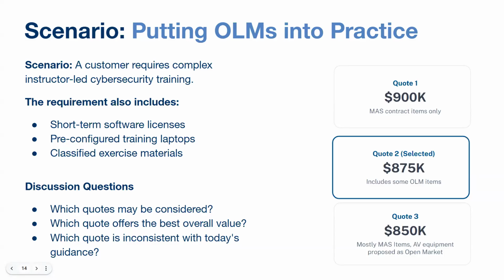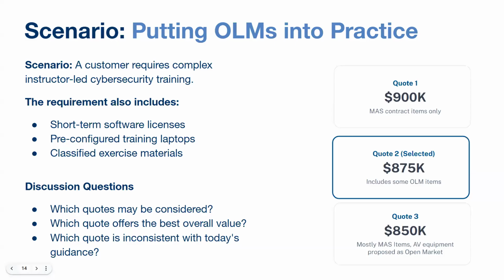So quote one is certainly acceptable simply because it stays entirely within the contractor's awarded mass contract, and there's nothing inherently wrong with this approach. Quote two is also a strong option. The contractor is using the OLMs appropriately to support the primary requirement, allowing the customer to receive a more complete solution through a single acquisition. And again, assuming all of the applicable OLM requirements are met, including fair and reasonable pricing and compliance with the mass ordering procedures, this quote may also be considered.